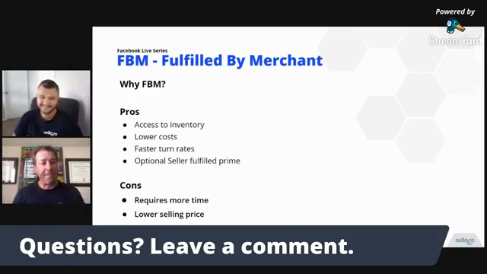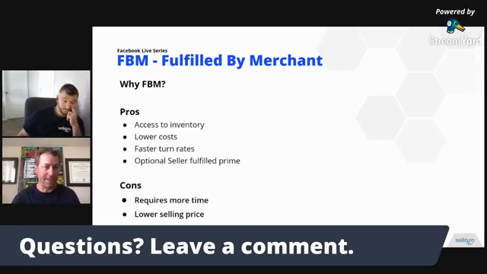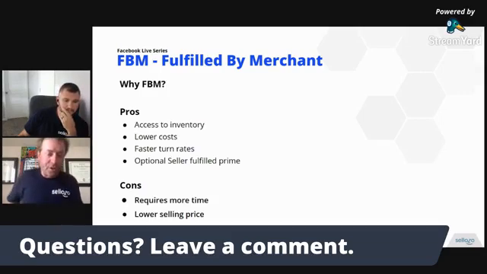But the fees for FBA, the two main ones are your pick and pack fee and your referral fee. The referral fee comes off of both FBA and FBM, and that's just what Amazon charges you for being on their website and promoting, basically giving you access to all their customers. And then your pick and pack fee is based on a ton of factors: weight, how big it is, etc. So those are the two.